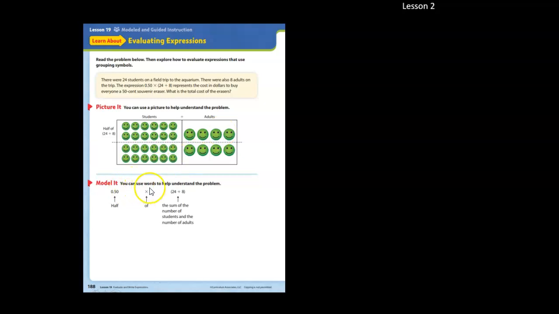Model it. You can use words to help you understand it. Half of the sum of the number of students and the number of adults. So half of the sum of 24 plus 8. And we're saying the sum of 24 plus 8 because it is grouped together in the parentheses. Next page.